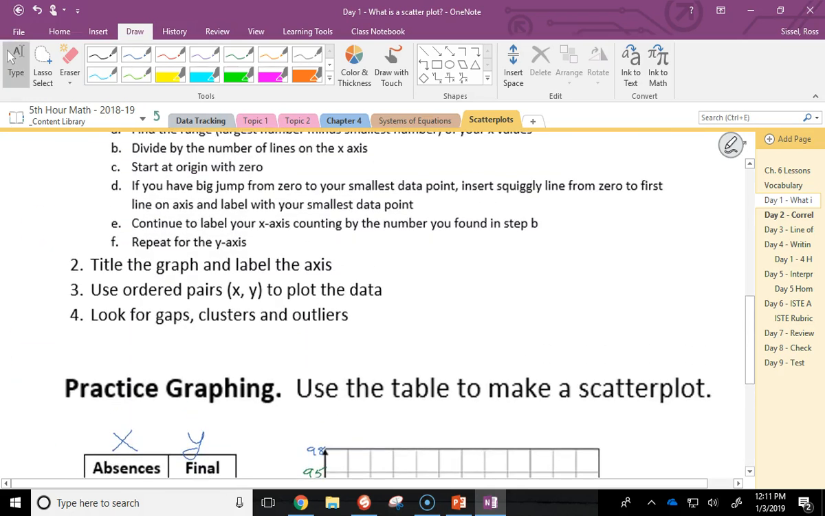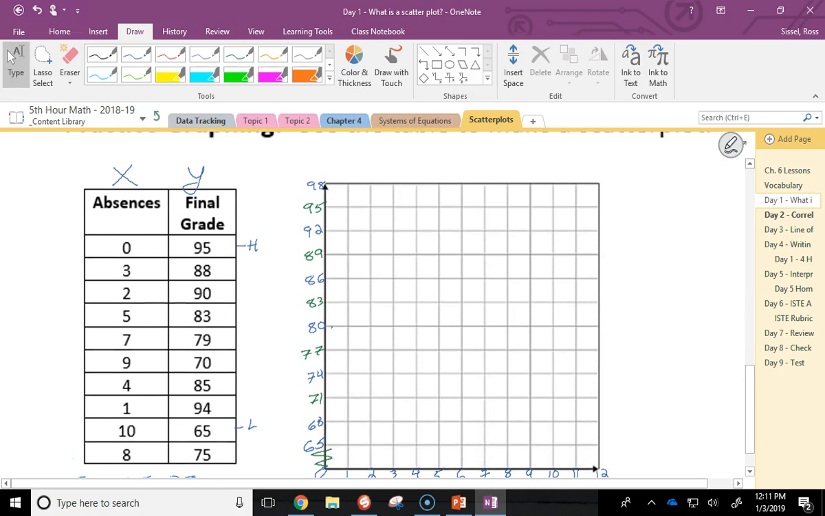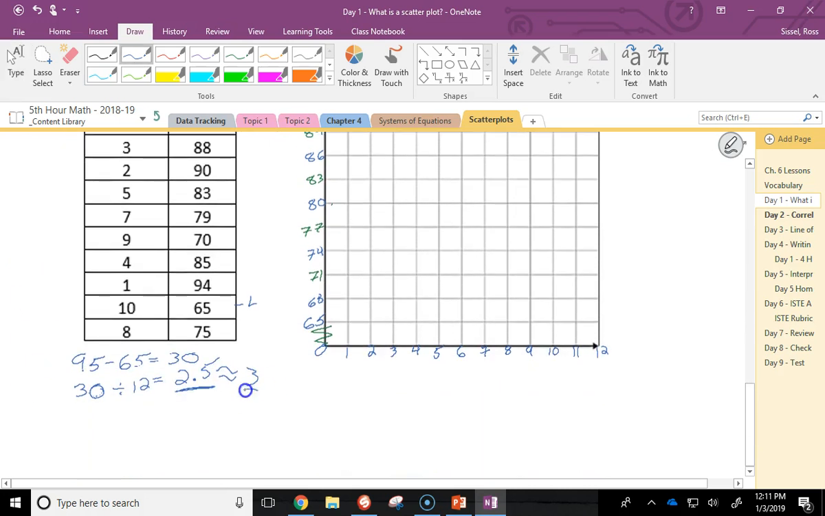If you have a big jump from 0 to your smallest data point, insert a squiggly line from 0 to the first line on the axis and label with your smallest data point. Okay. Continue to label your x-axis counted by the number. Well, we're doing our y-axis. We found that we are making it 3. That was our scale. These all go up by 3.